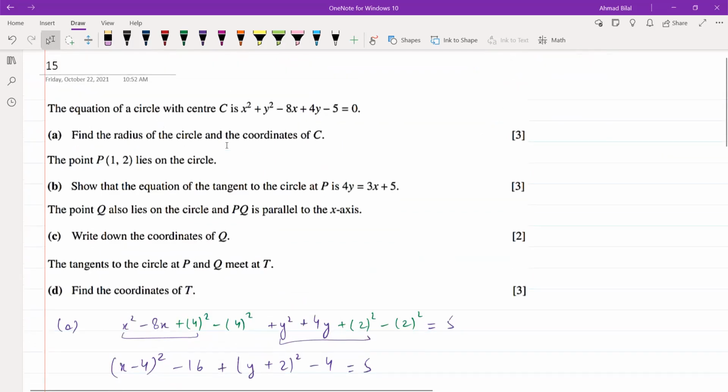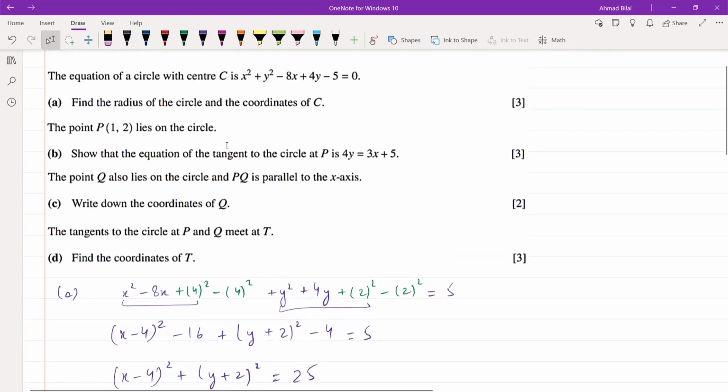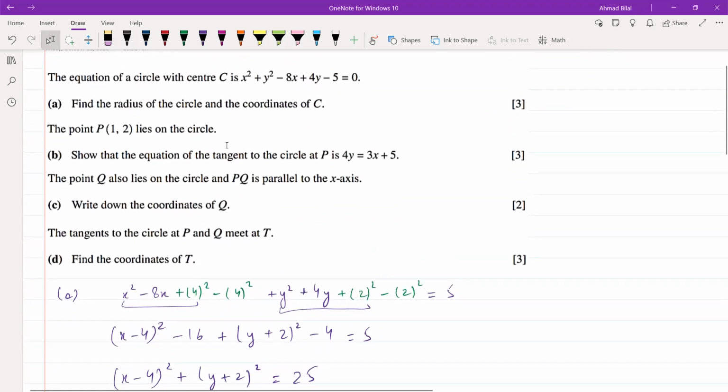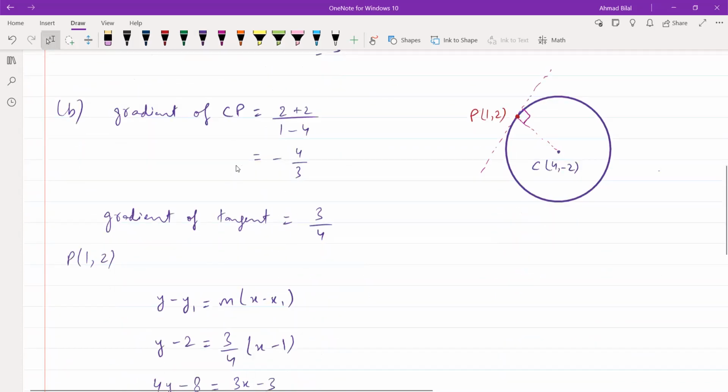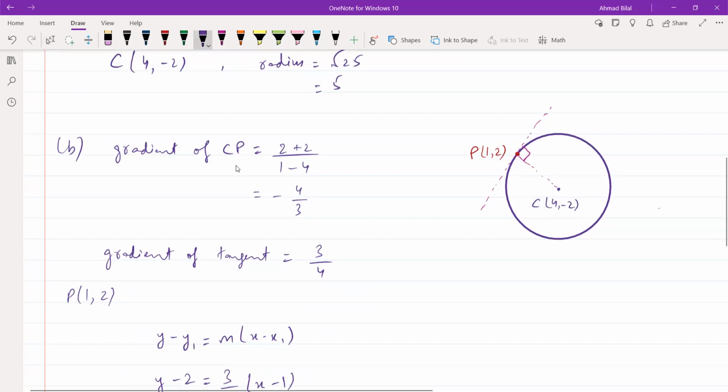Let's look at part C now. The point Q also lies on the circle. So there's another point, and PQ is parallel to the x-axis. So the line joining P and Q is parallel to the x-axis. So it's horizontal. It's a horizontal line. So where should Q be on the circle? Where should Q be?